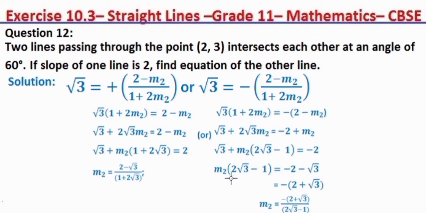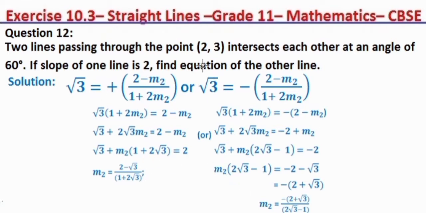We want the m2 value. So m2 times (2 root 3 minus 1) is equal to minus 2 minus root 3. If we take minus commonly out, then minus times (2 plus root 3). So here the m2 value is equal to negative times (2 plus root 3) by (2 root 3 minus 1). So now we get the m2 value.